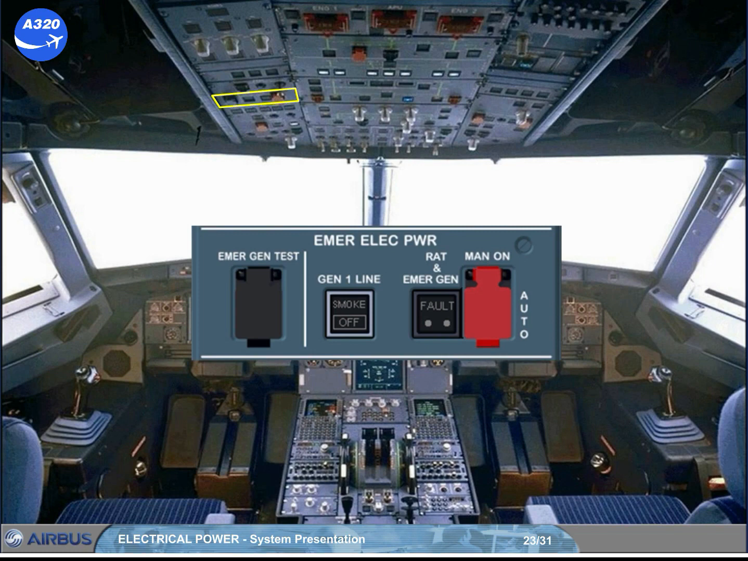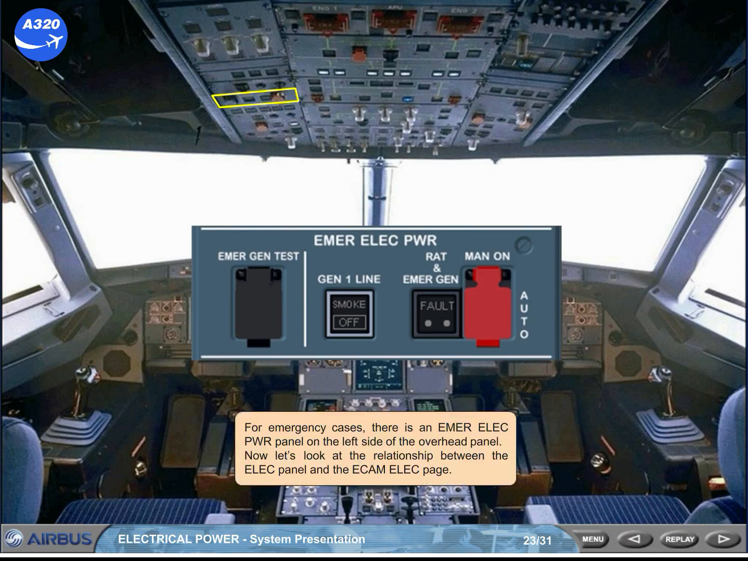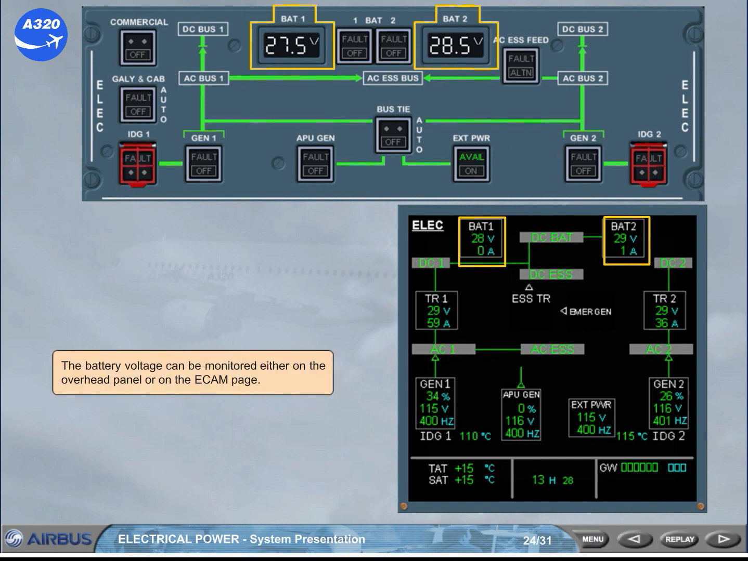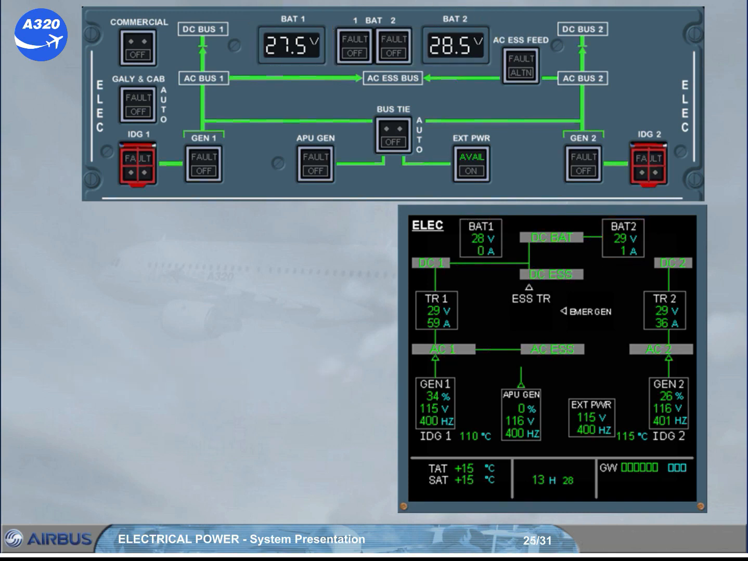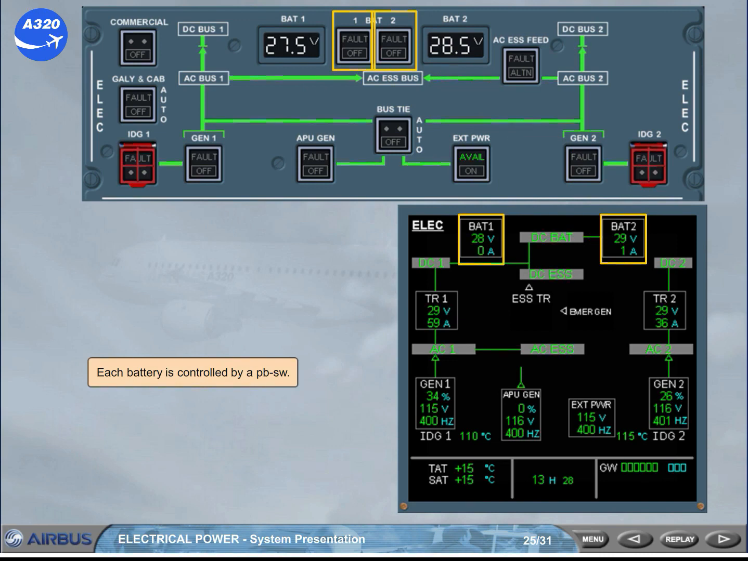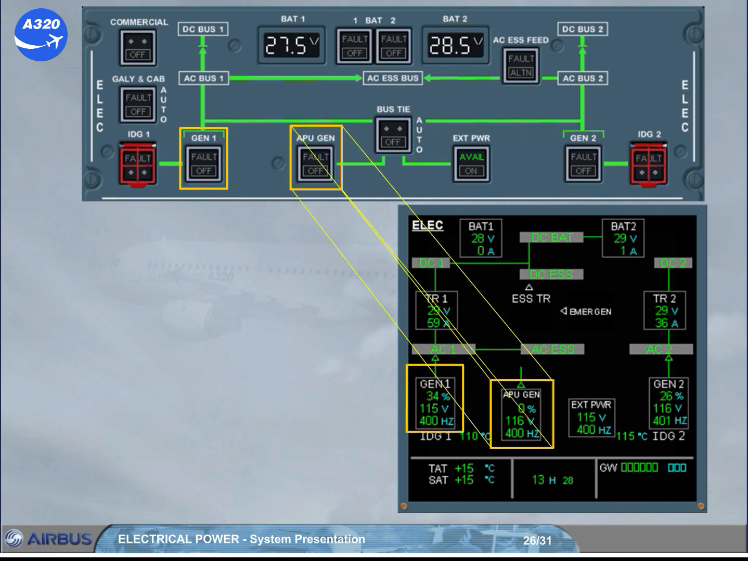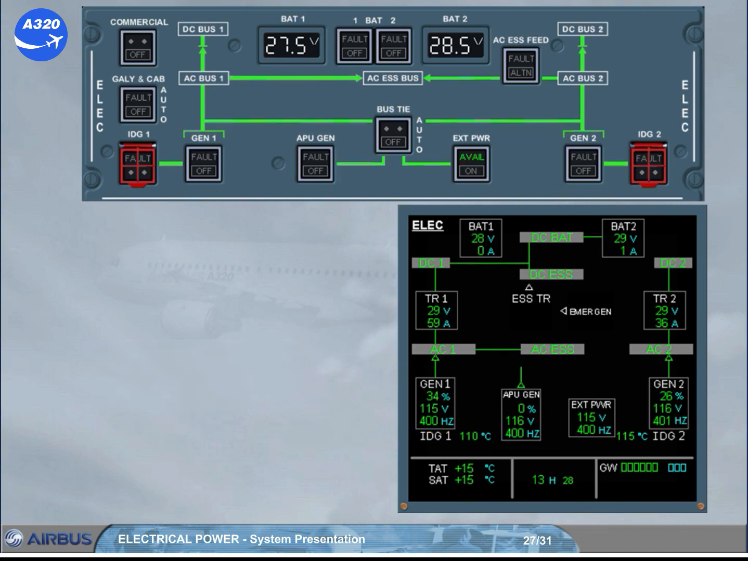Now let's look at the relationship between the electrical panel and the ECAM electrical page. The battery voltage can be monitored either on the overhead panel or on the ECAM page. Each battery is controlled by a push-button switch. Both main generators and the APU generator are controlled by their associated push-button switch. The external power is also controlled by a push button.